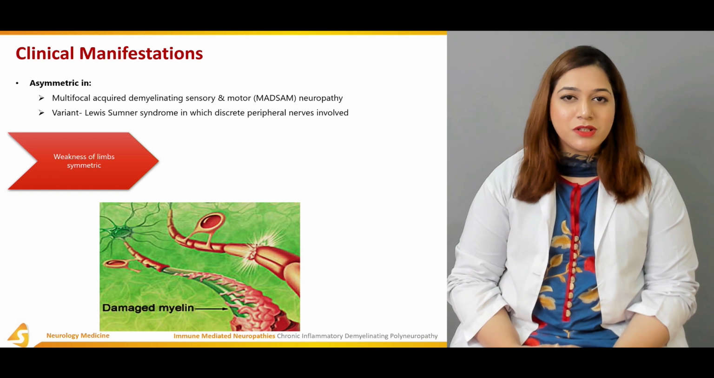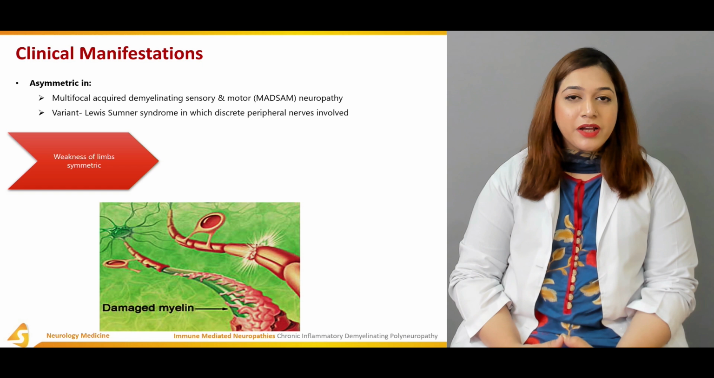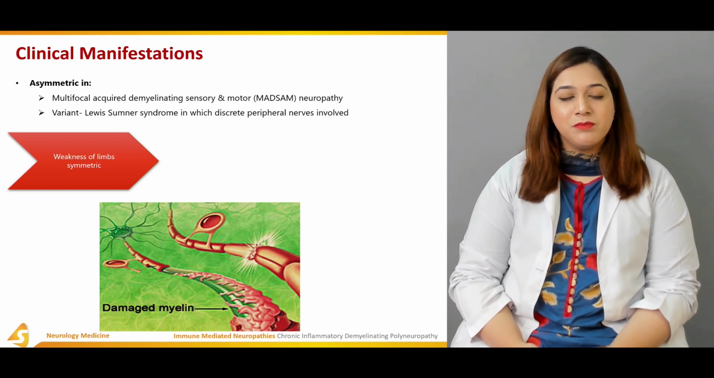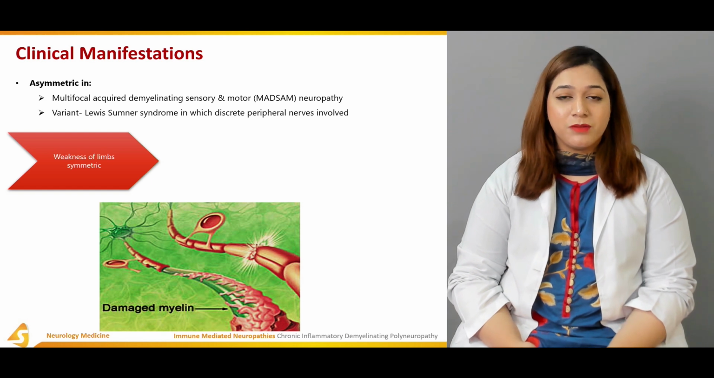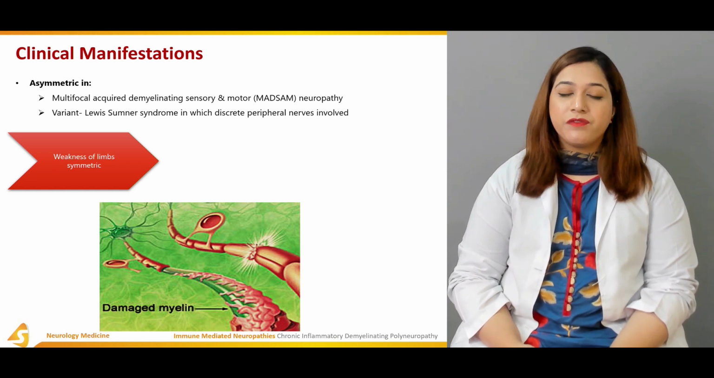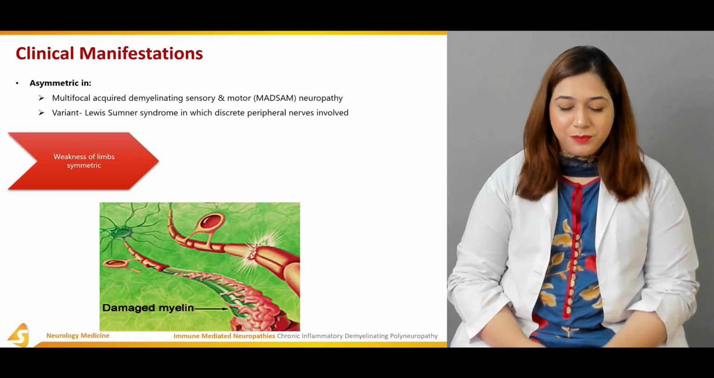Now, Lewis-Sumner syndrome is a rare disorder. It is characterized by asymmetric, multifocal weakness of arms and limbs with sensory dysfunction. And in a few cases, diminished tendon reflexes are also found in case of Lewis-Sumner syndrome, but its exact cause is unknown.